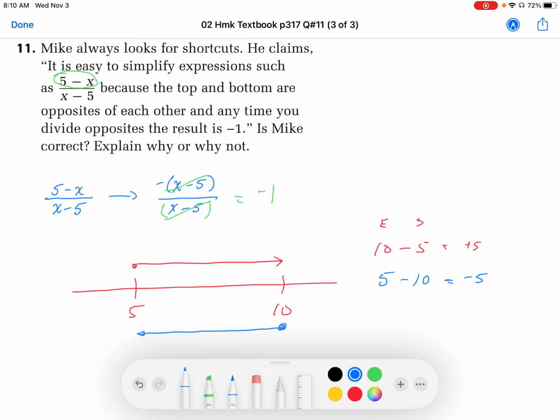So I can then generalize this. Instead of 5 and 10, I could generalize this with A and B. So I can have A and B in here, and I can say that A minus B is, actually I'm going to do the opposite way around here. So we'll do B minus A, going to the right, and that's always going to be equal to the opposite of A minus B. So A being the end, B being the start. They are always going to be opposites of each other.